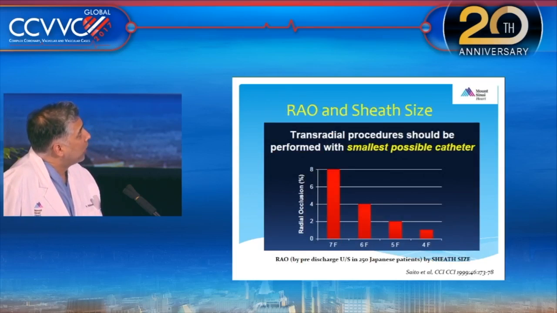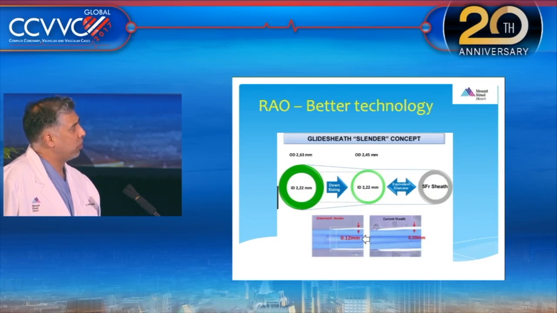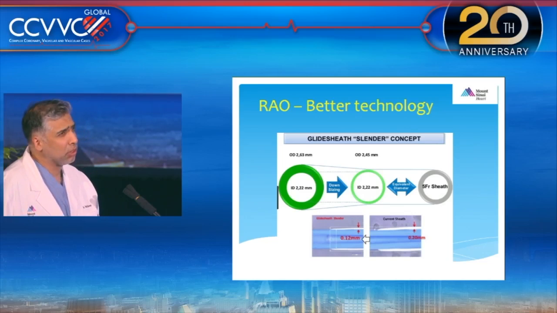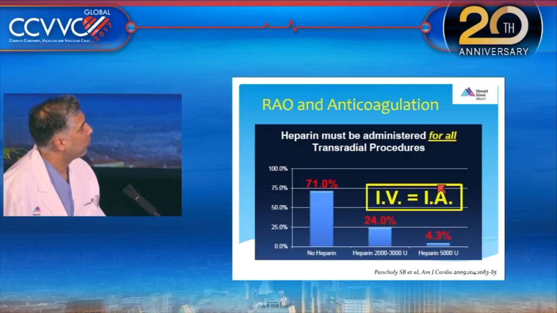We know it's related to sheath size. We used to use 7 French sheaths, but equipment's getting better, so we can use smaller sheaths. This is a picture of something called the Glidesheath Slender. You can see the middle, they just basically thin the wall of the sheath, so the inner lumen's the same as the 6 French on the left, and the outer lumen is the same as the 5 French there. That's helped quite a bit.